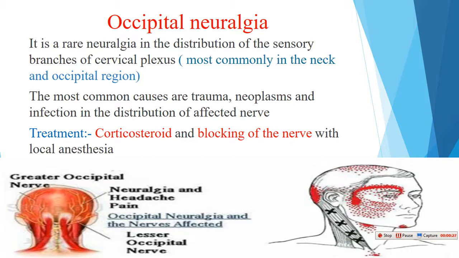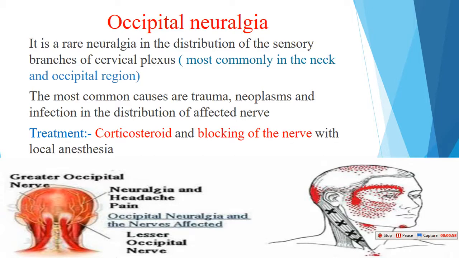Occipital neuralgia, as we remember from the previous video, the most common types of neuralgia are trigeminal neuralgia, glossopharyngeal neuralgia, and postherpetic neuralgia. Then the occipital neuralgia. This occipital neuralgia is a rare neuralgia in the distribution of the sensory branch of the cervical plexus, most commonly in the neck in the occipital region. The most common causes of this neuralgia are trauma, neoplasm, and infection.